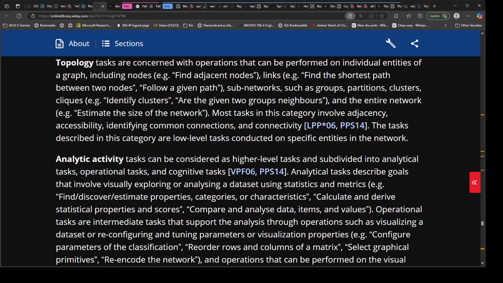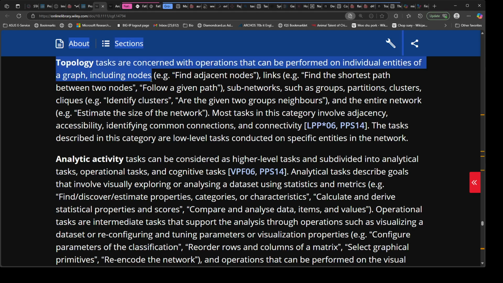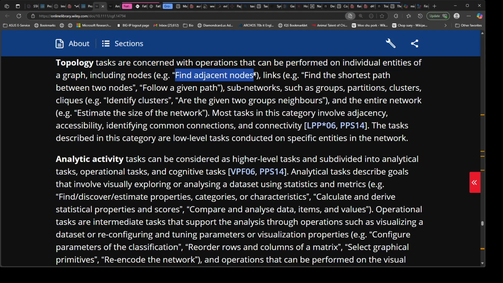Topology tasks are concerned with operations that can be performed on individual entities of a graph, including nodes, for example find adjacent nodes; links, for example find the shortest path between 2 nodes, follow a given path; subnetworks, such as groups, partitions, clusters, cliques, for example identify clusters, are the given 2 groups neighbors; and the entire network, for example estimate the size of the network. Most tasks in this category involve adjacency, accessibility, identifying common connections, and connectivity, LPP06, PPS14. The tasks described in this category are low-level tasks conducted on specific entities in the network.